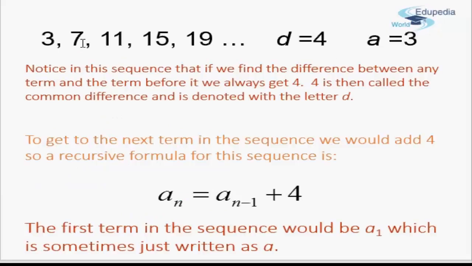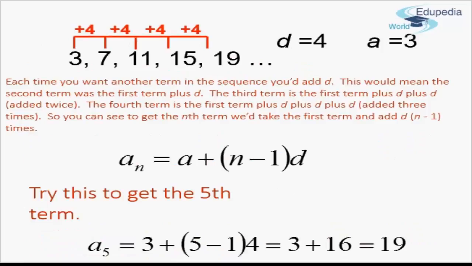Now we look at this sequence over here, 3, 7, 11, 15, and 19. This one is once again really simple. We just add 4 over here and we get 7, then add 4, 11, then add 4, 15, then 4, 19. If we go in reverse, we subtract 4 from each of the terms and we get the previous term. So the difference over here is 4. The starting term is 3. So a equals 3 and d equals 4. Now that we know that, we can apply the formula to it.